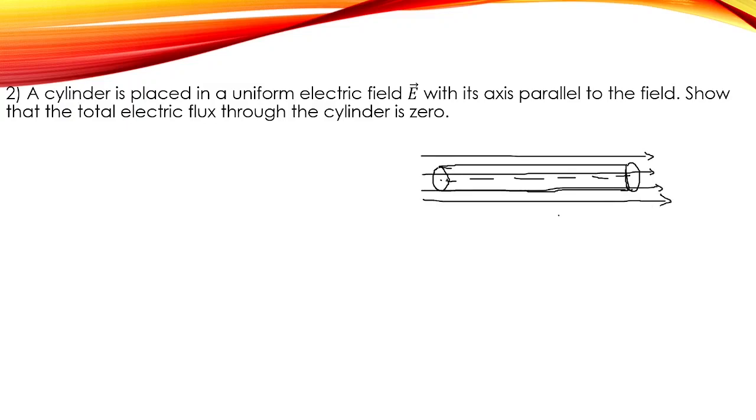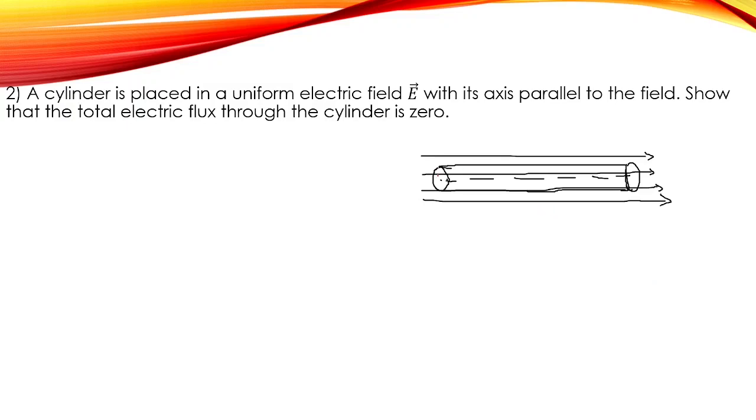A cylinder is placed in a uniform electric field E with its axis parallel to the field. Show that the total electric flux through the cylinder is 0. So a cylinder is placed. Let's draw a cylinder first. So this is my cylinder. Consider this as the axis of the cylinder, and this axis is parallel to the field. So the electric field will be in this direction. Now we need to find the total electric flux through this whole cylinder.